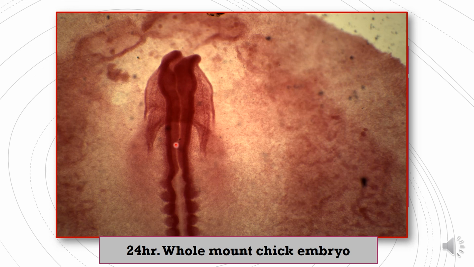And more caudally you can see this is the neural plate and the somite. Again, this is the neural fold, neural groove, and notochord. U shape of the heart tube, more caudally the neural plate, and this is the somite.